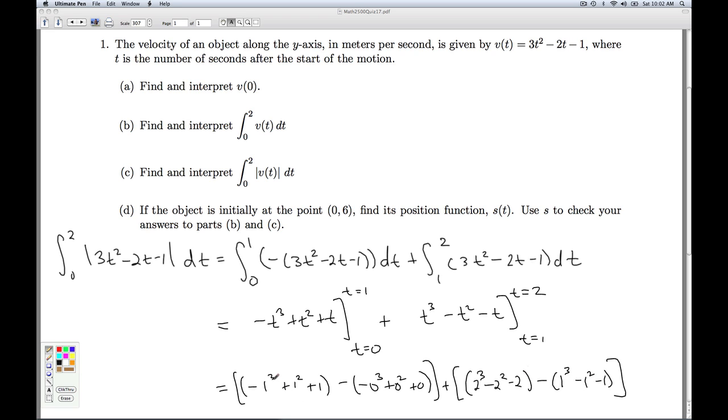Now when you go to evaluate this, remember the power comes before the negative. So I take 1 cubed, which is 1. Take the opposite of that, that's negative 1. Negative 1 plus 1 is 0, plus 1 is 1. This is a bunch of zeros. So I get a 1 out of that. Here I get 8 minus 4 minus 2, which is 2, minus 1 minus 1 minus 1, which is negative 1. So 2 minus negative 1 is 3. So my answer is 1 plus 3, which is 4.